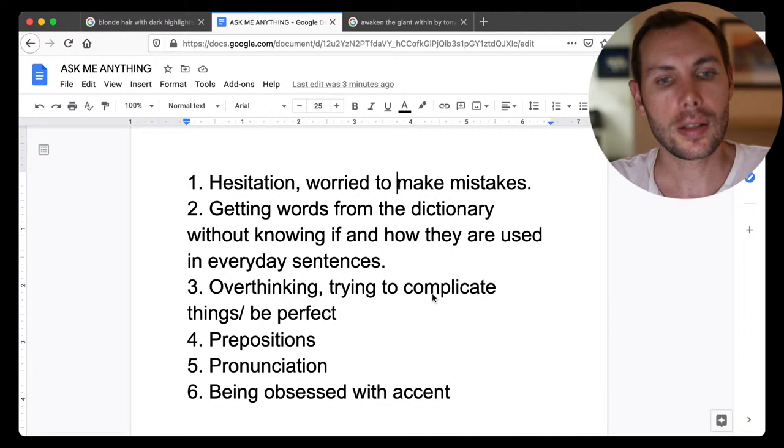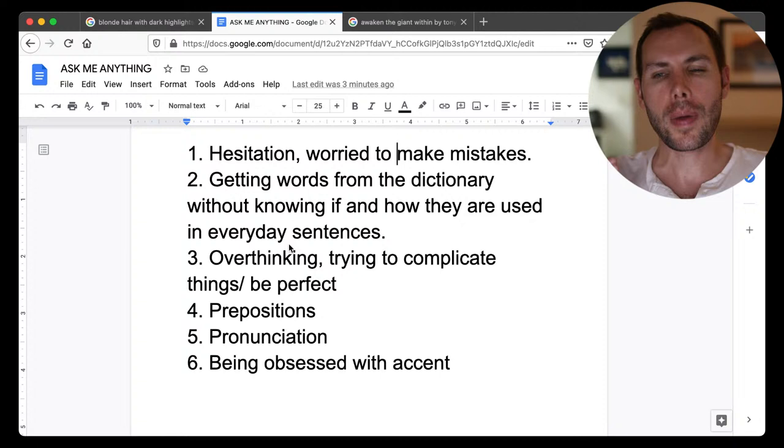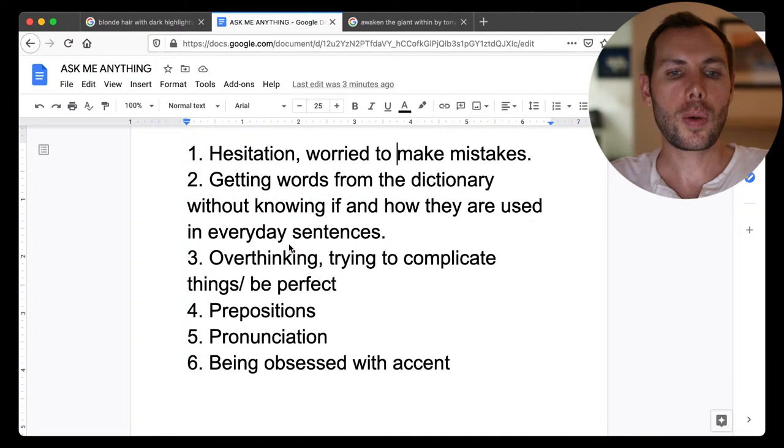Another one, overthinking, trying to complicate things, trying to be perfect. A problem if you are trying to be perfect all the time: this sentence has to be perfect, the grammar has to be exactly correct. I mean, look, I'm stumbling on my words as I'm talking to you now, right? So it doesn't have to be perfect.